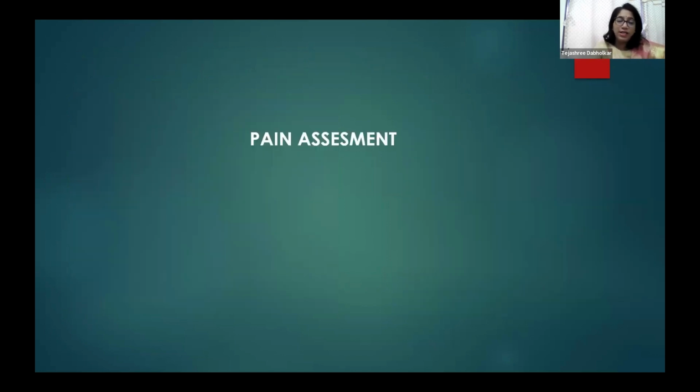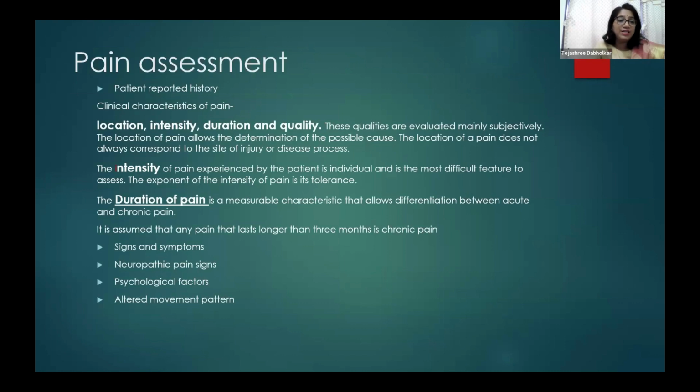So in all these cases, pain assessment is very essential, because by knowing all this theoretical background, when we assess the patient rightly, we know which patient to spend more time on. So location, intensity, duration, quality is definitely important. Intensity experienced by the patient is individual, that we have to know, and it is most difficult to assess, though we have all the objective measures available.